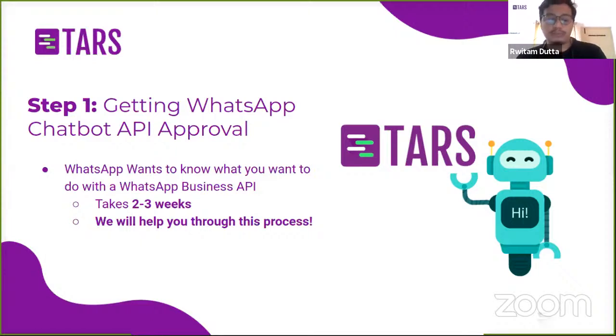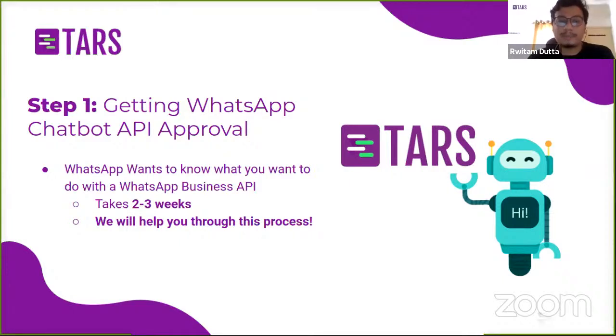Now, the first point is the verification of the business by WhatsApp. This process takes about 2 to 3 weeks, and it basically has to go through us. You have to contact a TARS customer support manager or customer success manager, and we'll help you get started with the WhatsApp Business API.